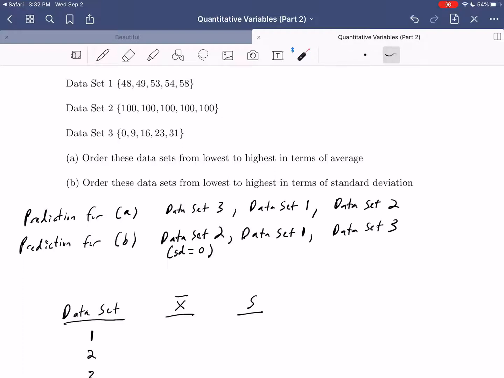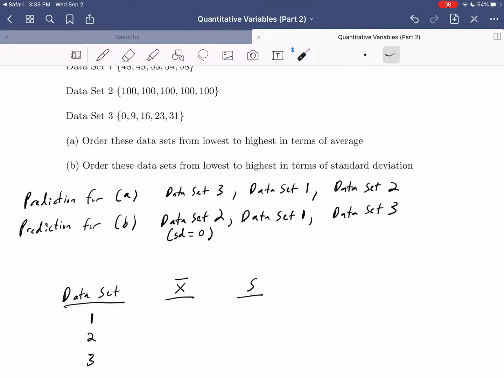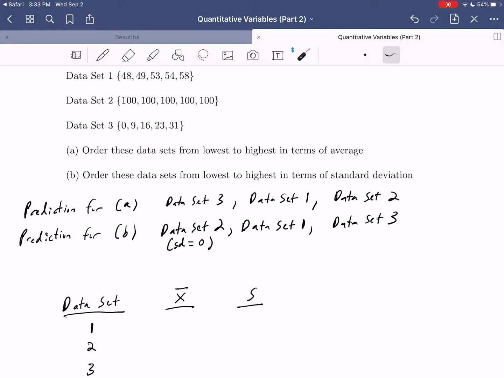If you're a little unsure about the calculator aspect of this, go back to the calculator demonstration video where I actually have the calculator on screen so you can see that. However, to confirm that you're doing this correctly, you should find that the average for data set 1 is 52.4. Notice that does seem to make sense given the numbers there. 52.4 does seem like it's in the middle. And then the standard deviation, remember we want the sample standard deviation, so we would use the Sx on our calculator, and it should be about 4.04.